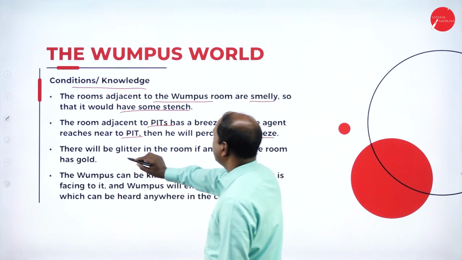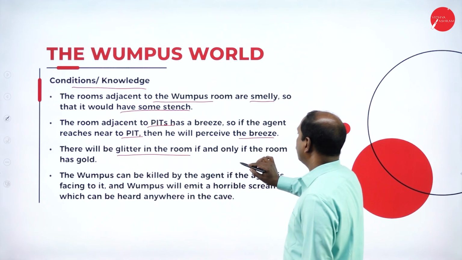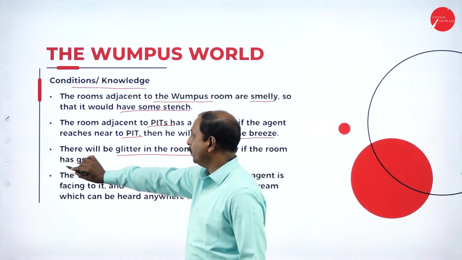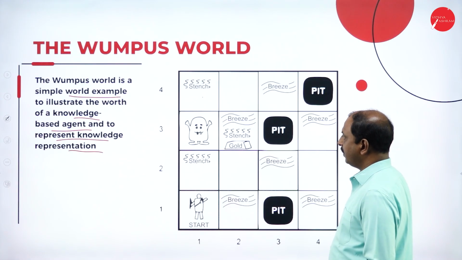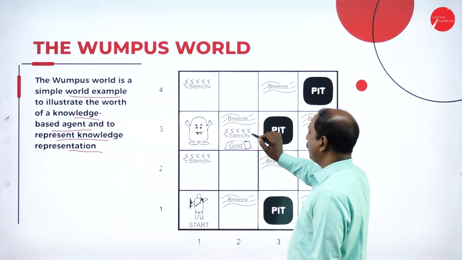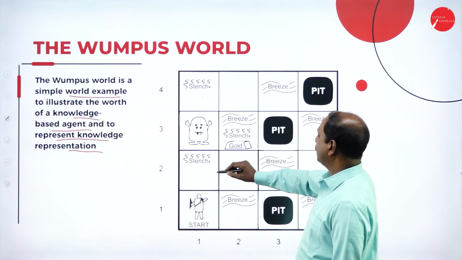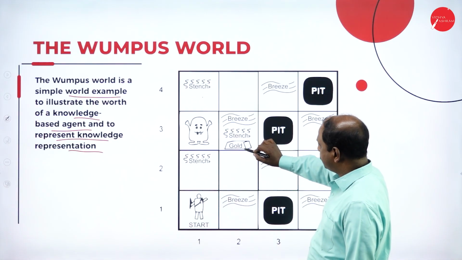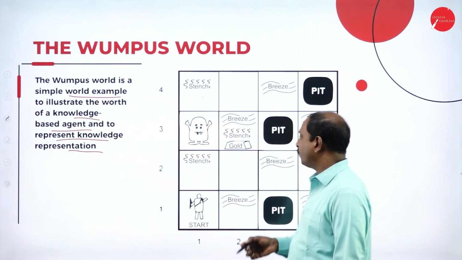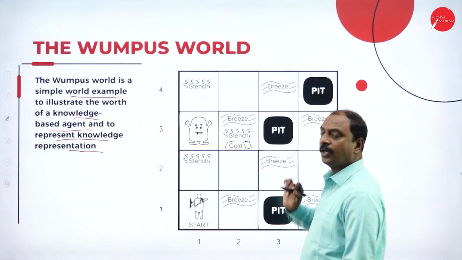The next one is that there will be a glitter in the room if and only if the room has gold. As we have seen in the diagram, this is the gold. And how can we make out that it is gold? It is glittering, and whenever the agent perceives or sees the glittering of the object, that would be the gold.